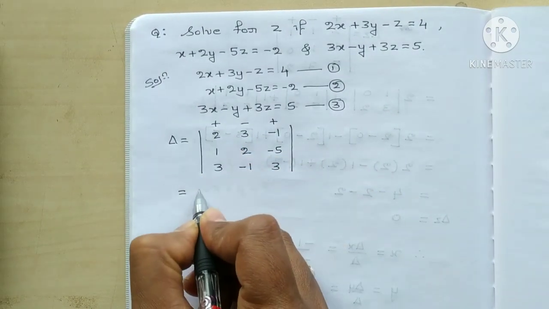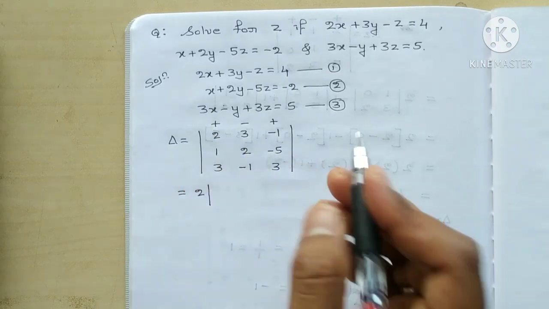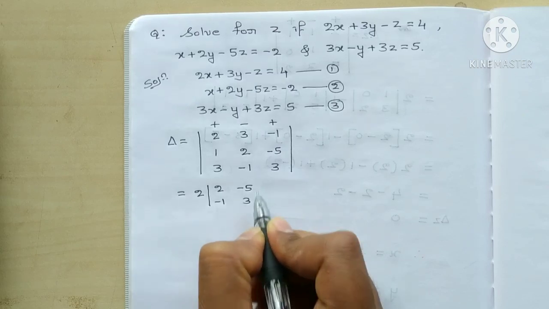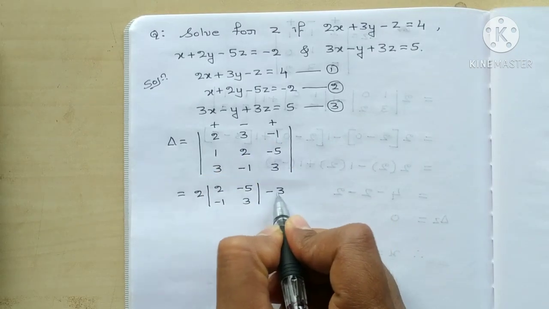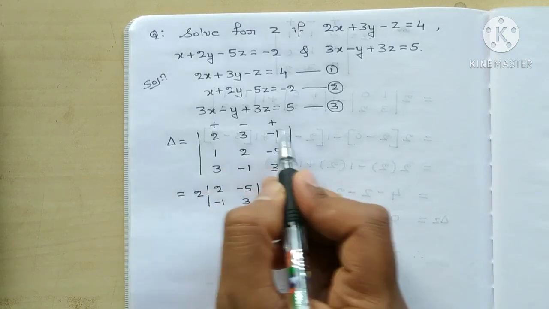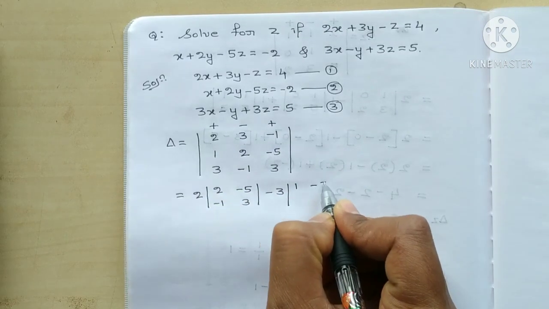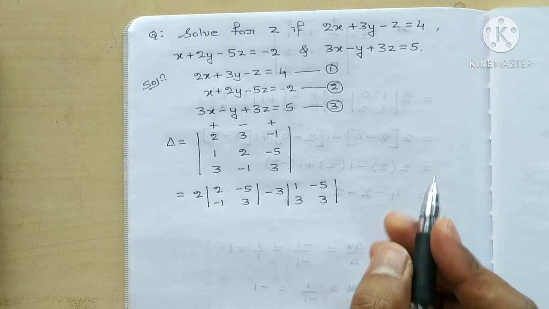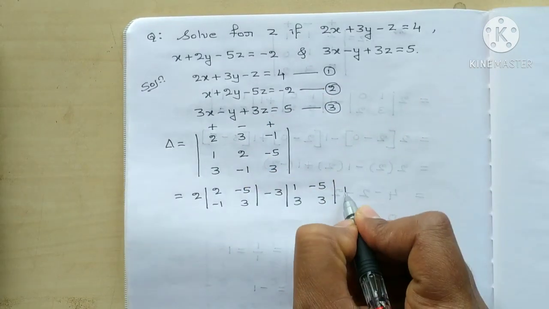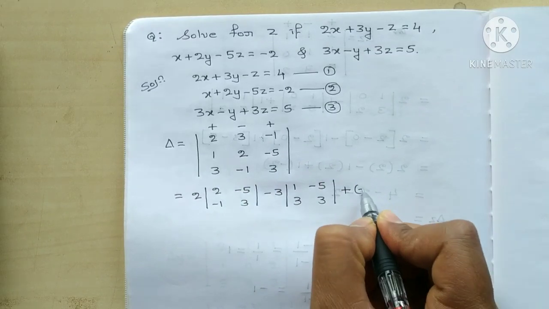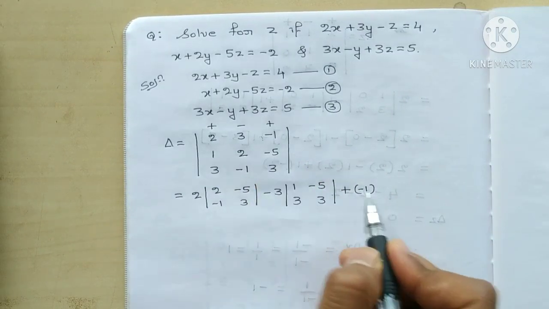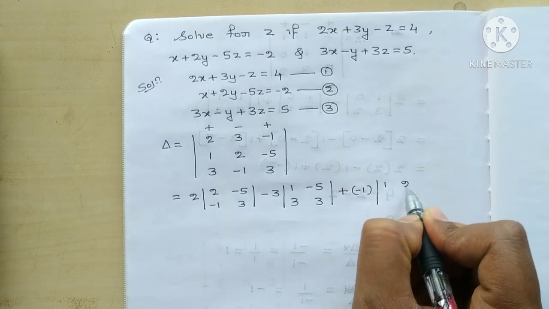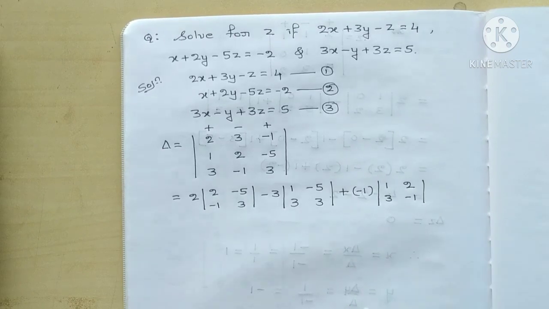Apply. So first 2. Delete that column, that row, same process. So it is 2 times the minor with minus 5, minus 1, 3. Next minus 3 times, delete that column, that row, 1, minus 5, 3, 3. Next plus. The third element is minus 1. Keep it in bracket because of the negative sign. Next delete that column, that row, 1, 2, 3, minus 1.